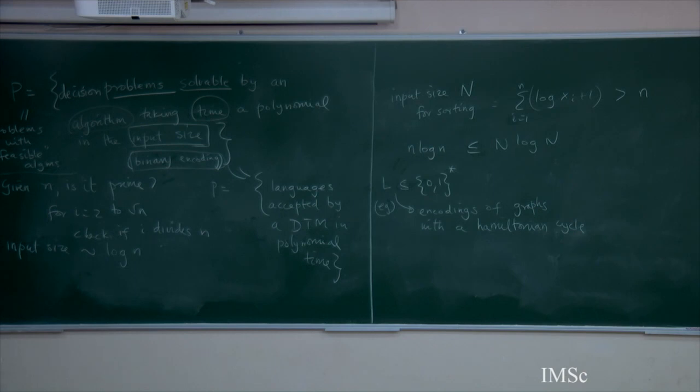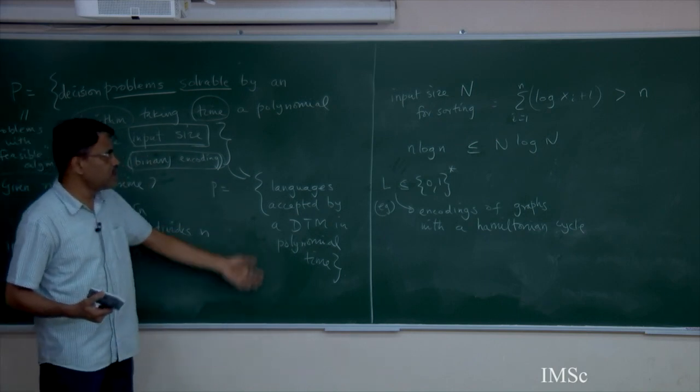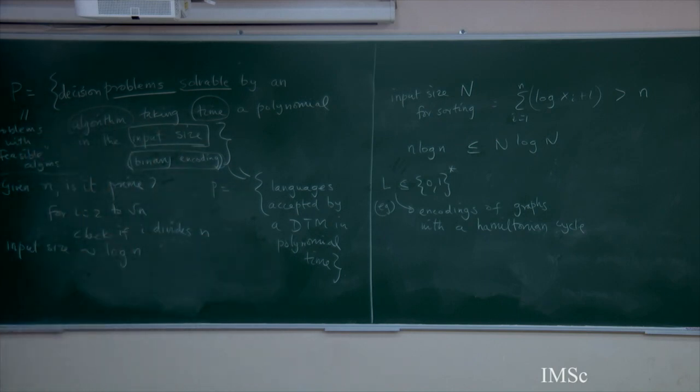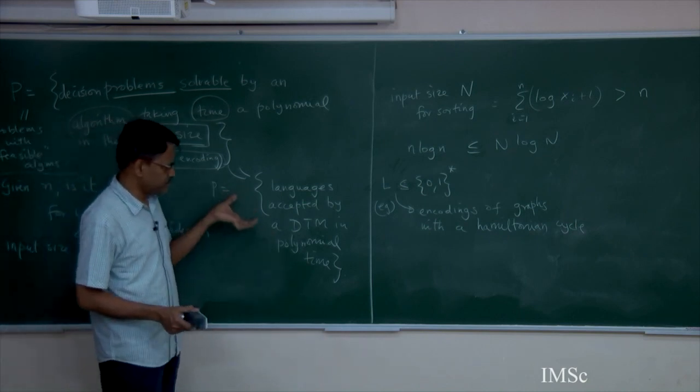The second reason is that it is robust under the model of computation, whether you are using a Turing machine or a random access machine, a problem solvable in polynomial time in this model remains polynomial time solvable in the other model as well. Okay. So, a more formal definition will be something like this.